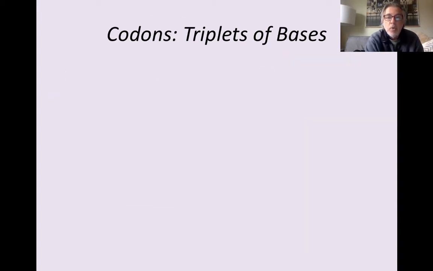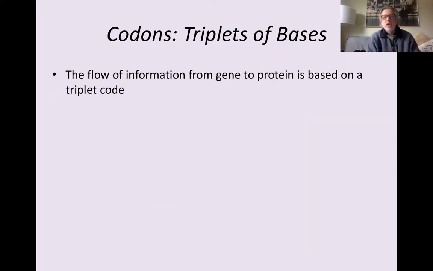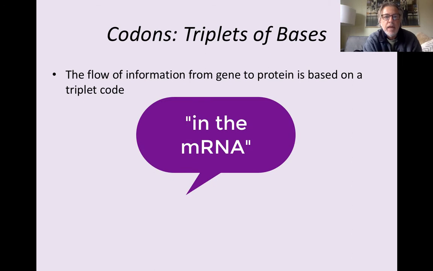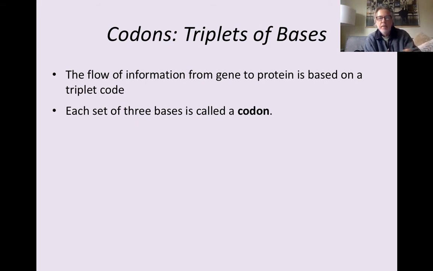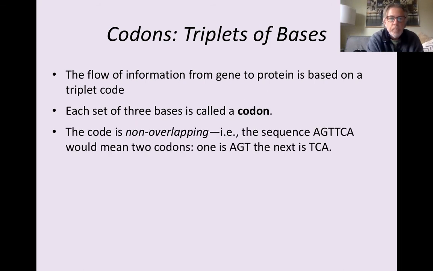It turns out that indeed the genetic code is based on a triplet code. We read the bases in the nucleic acids as triplets. Each set of 3 bases is called a codon. That's a vocabulary word you need to know.